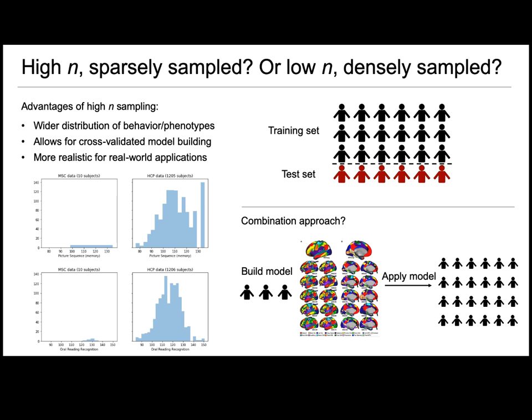Do you think either of these is logistically easier or better monetarily almost? Because I feel like it would be more difficult to get people who are willing to come in 20 times to be scanned. So I don't know if you think that's a significant enough difference for that to be a positive for high-end sparsely sampled?